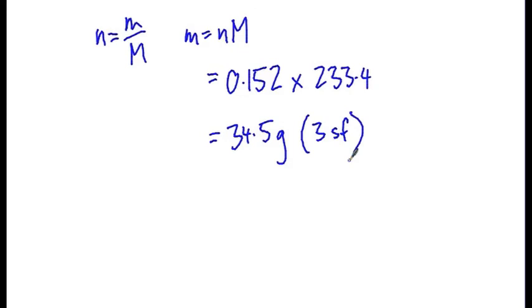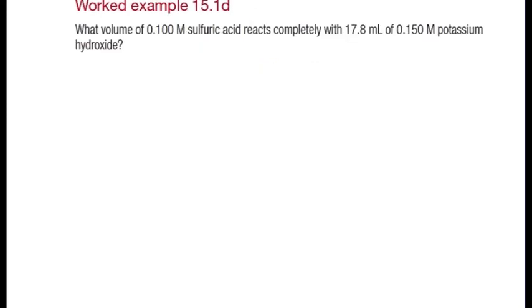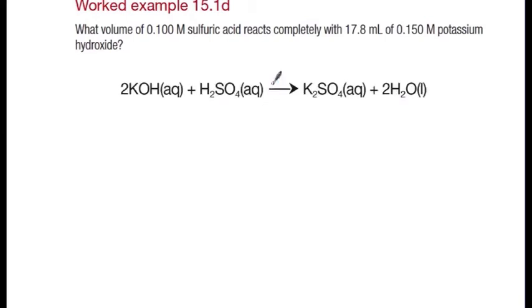Okay, let's do another example. So here's one: what if you have a volume of 0.1 molar sulfuric acid reacting completely with 17.8 mL of 0.150 molar potassium hydroxide. What do we do? Well, of course, the first thing we do is write a balanced chemical equation to set that question up. Because we're talking about a reaction, so that's the only way we're going to understand it completely.